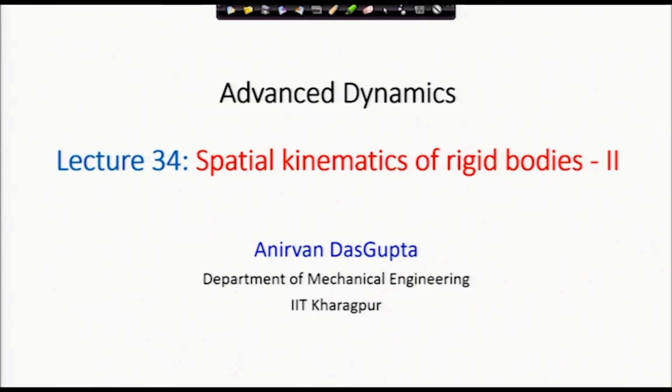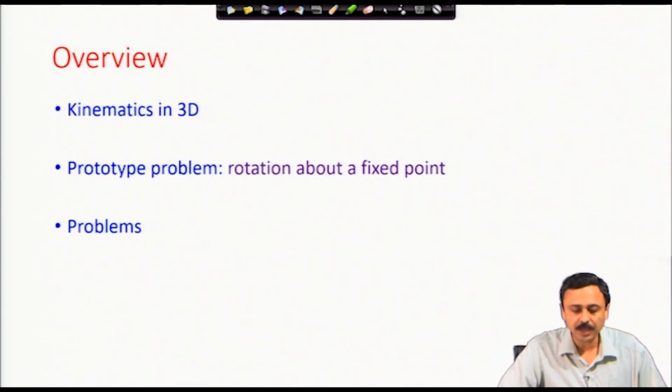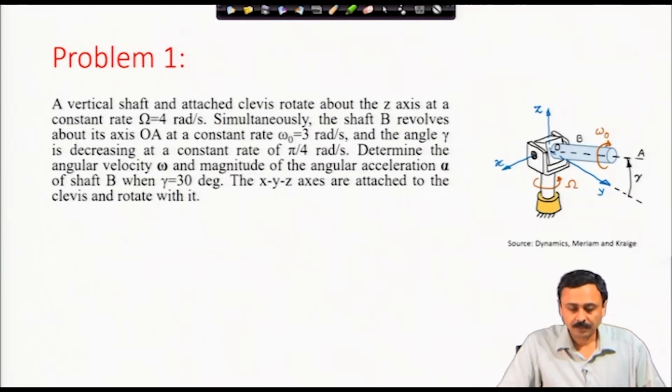We will continue our discussions on spatial kinematics of rigid bodies. We will just recapitulate what we have discussed in the last lecture about kinematics in 3 dimensions and the prototype problem which represents rotation about a fixed point, and we are going to look at some problem. Let us now move on to a problem.